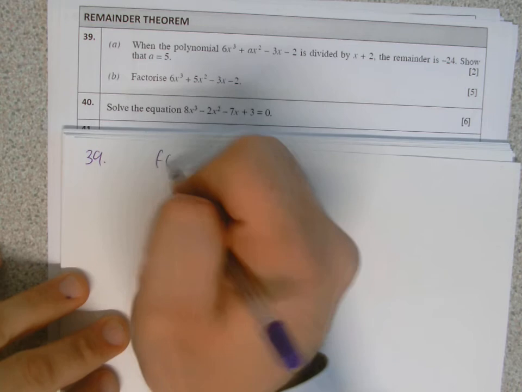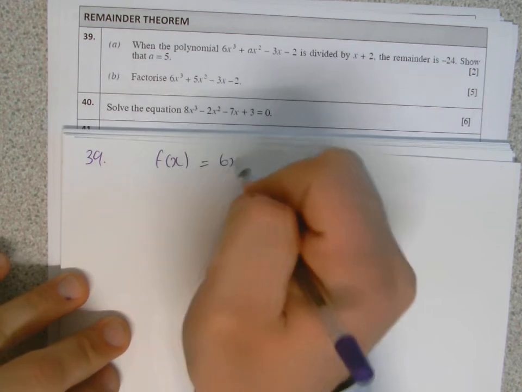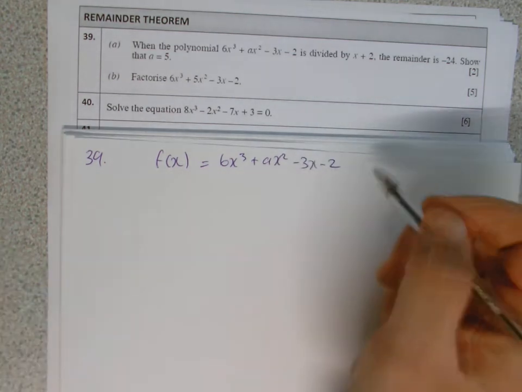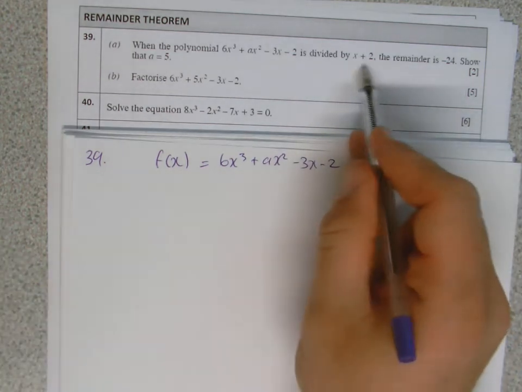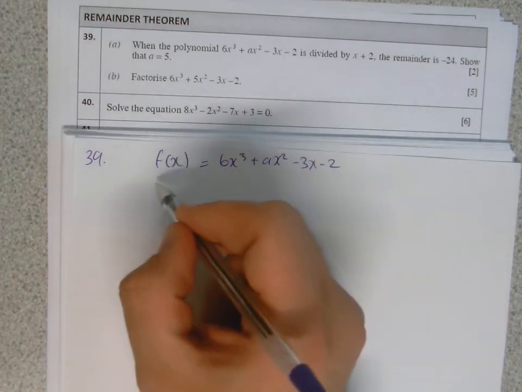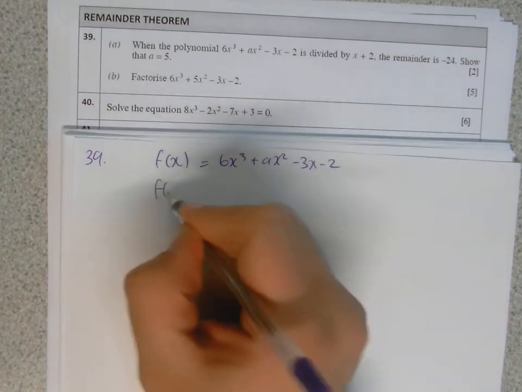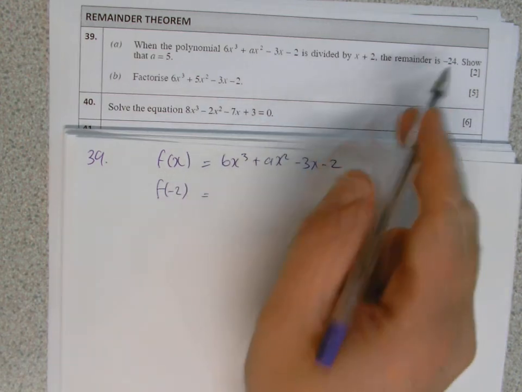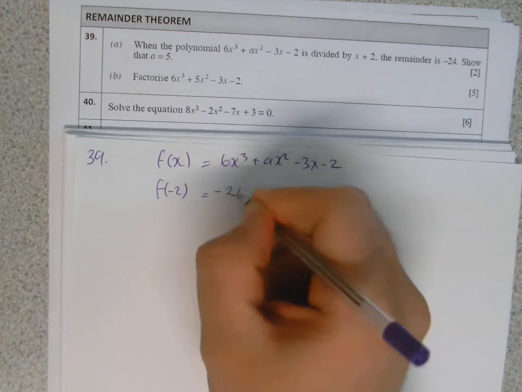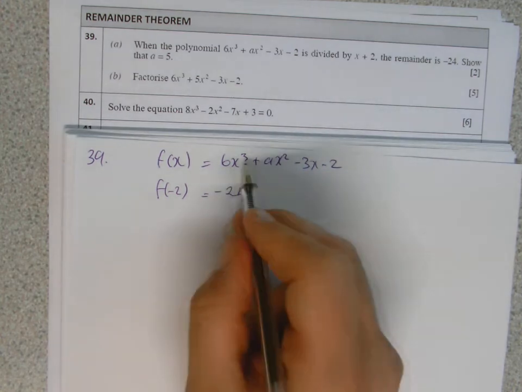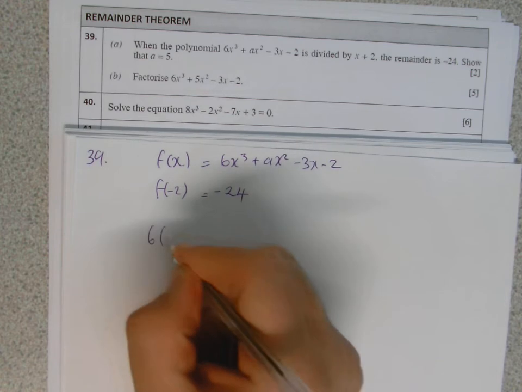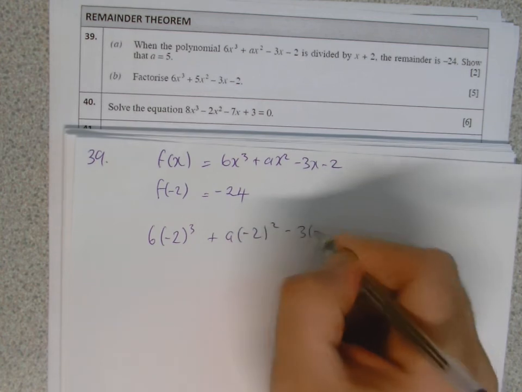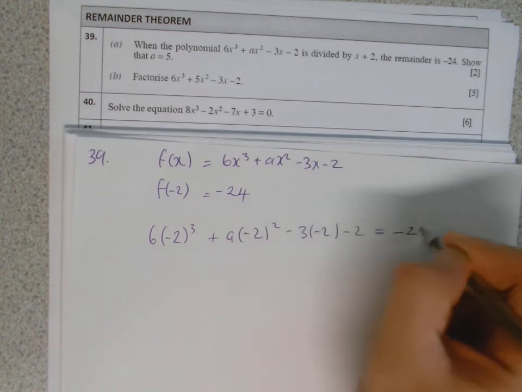So first of all, if we call our polynomial f of x equals 6x cubed plus ax squared minus 3x minus 2. Now when they talk about dividing by these factors, you need to substitute in the opposite value for x. So in this case, minus 2. They say that the remainder, when you put it in, is minus 24. So in other words, if we put minus 2 in here, you get this to be minus 24.